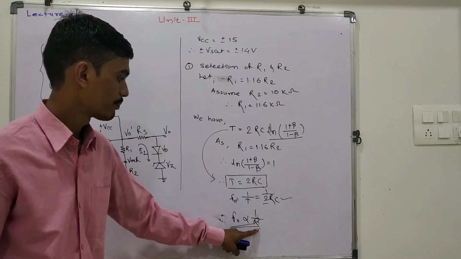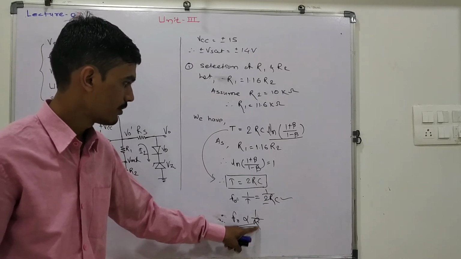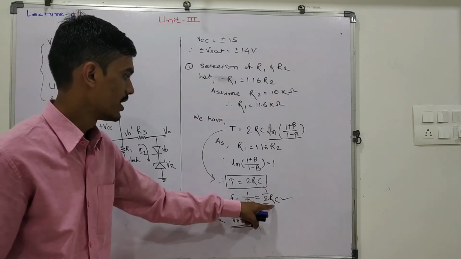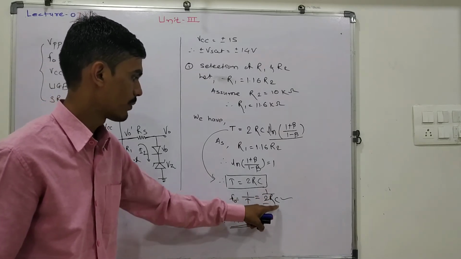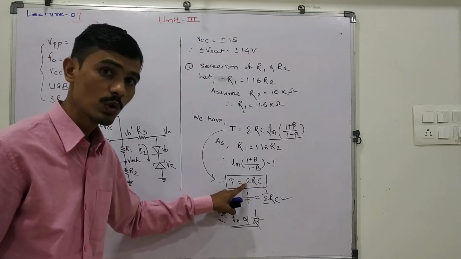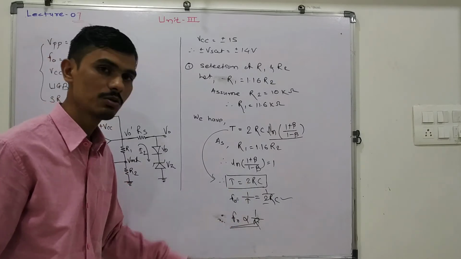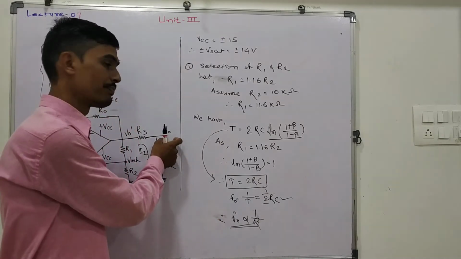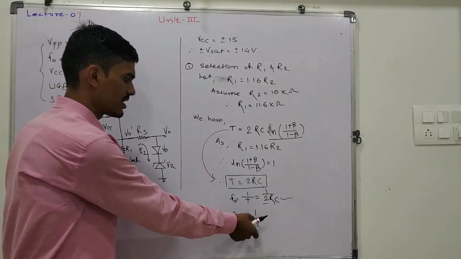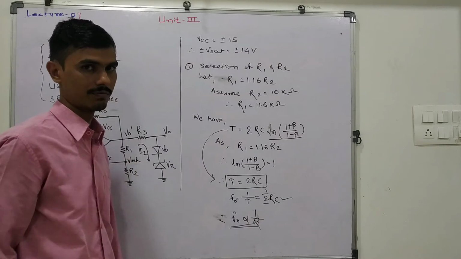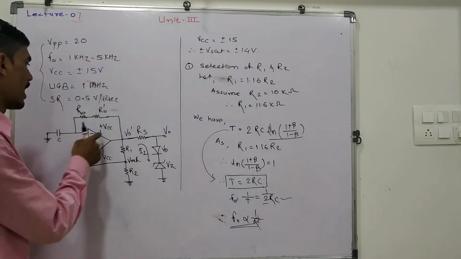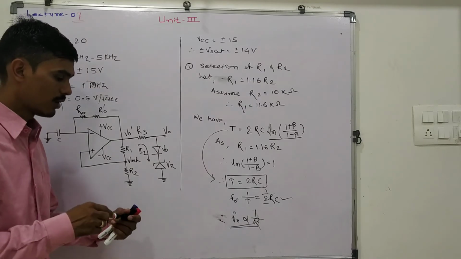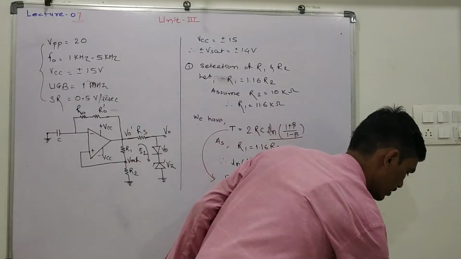That is to be found from the above formula, that is F0 is equal to 1 upon T, that is equal to 1 upon 2RC, as T is equal to 2RC. Therefore, we can conclude that the frequency of the oscillator, the frequency of the square wave at the output end, is inversely proportional to the resistance R. And R is nothing but this value, R0 plus R0 dash. Now, next is what?